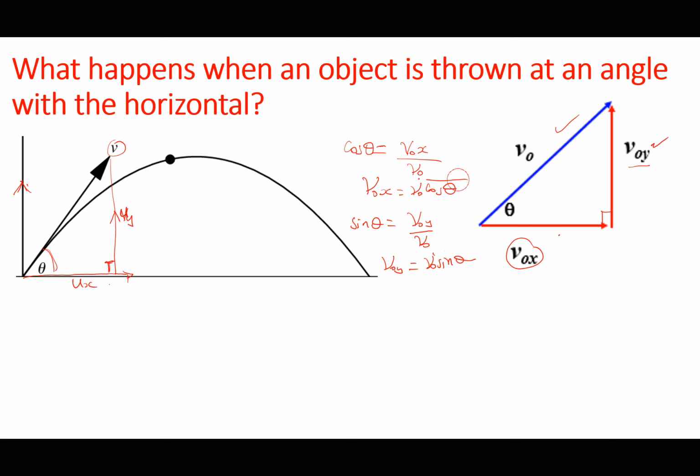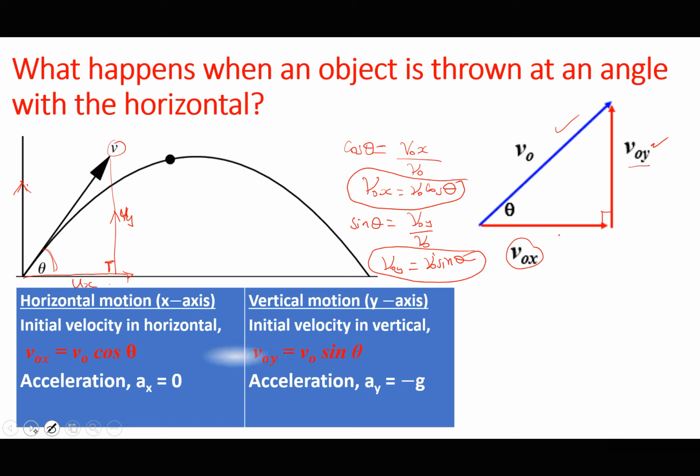So this will be the horizontal component of the initial velocity, and this will be the vertical component of the initial velocity. If motion is in two dimensions, that is both in the vertical and the horizontal, we shall need both the horizontal and the vertical components every time. So we shall always need to resolve this. So for the horizontal motion, the initial velocity in the horizontal, v naught x, is equal to v naught cos of theta. And then in the vertical, we have initial velocity v naught y being equal to v naught sine theta.